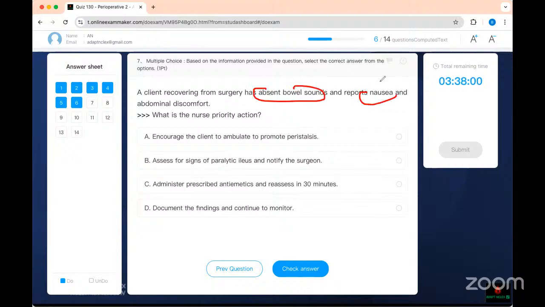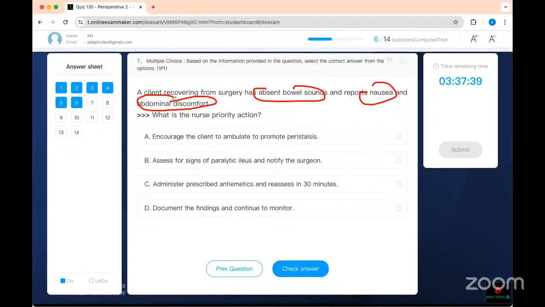I have nausea and abdominal discomfort. Put it together. He had surgery. There's no bowel sound. He has nausea and discomfort. Three words put together, you can figure out what is wrong with the patient. What will be your next step? Do you get more information or do you try to intervene?